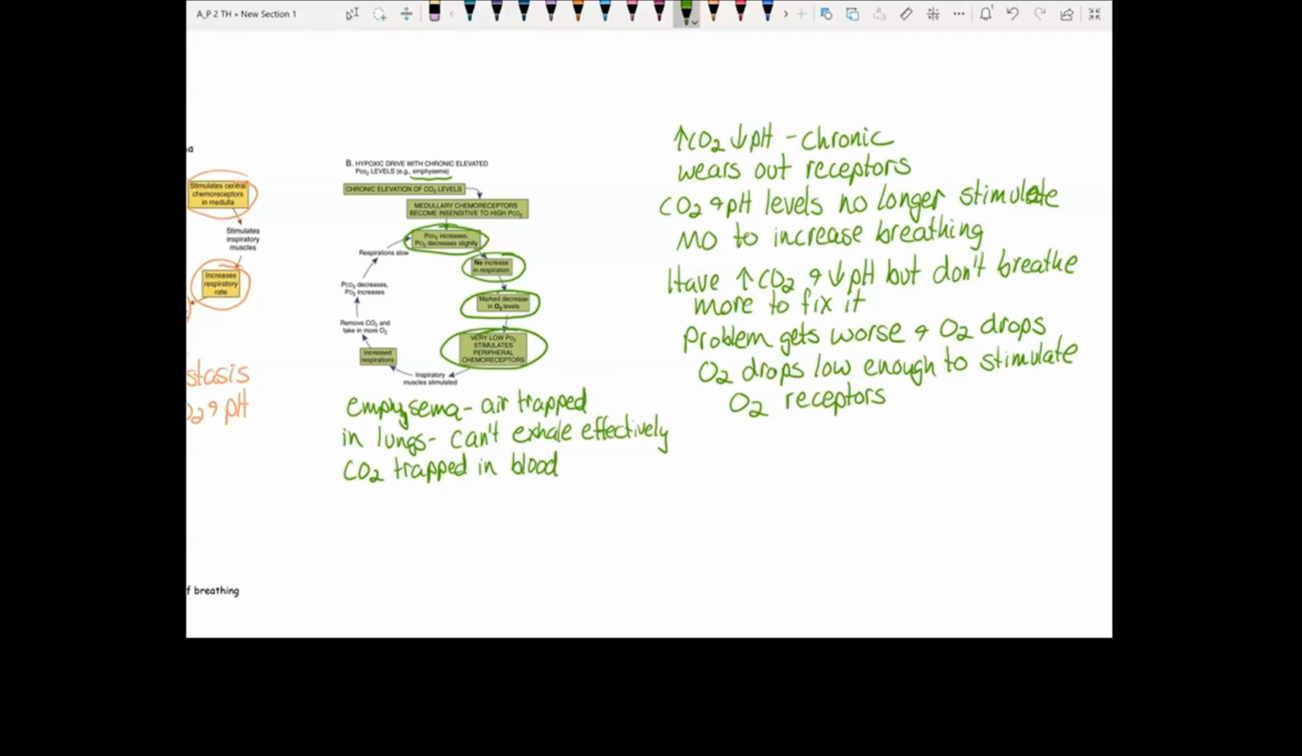So now you finally get a signal. You get some working receptors because remember, in a healthy person, you're not using those receptors. So you've gone your whole life until you got emphysema not using these receptors really. So they're all fresh and new yet. So they work just fine and they stimulate the breathing and you get increased breathing.